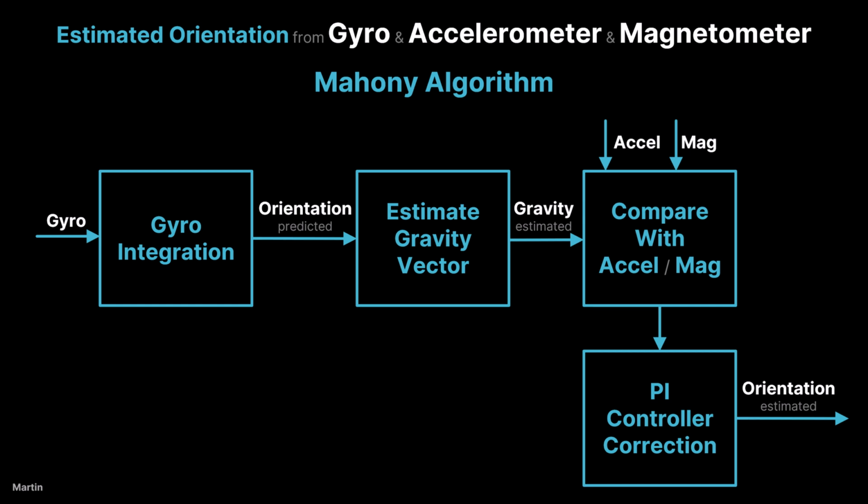Orientation is maintained using quaternion representation, and the integral term helps compensate for long-term bias in the gyroscope. Mahoney's filter is known for being lightweight and effective, making it well-suited for embedded applications.